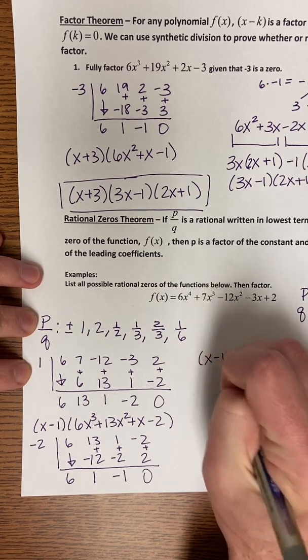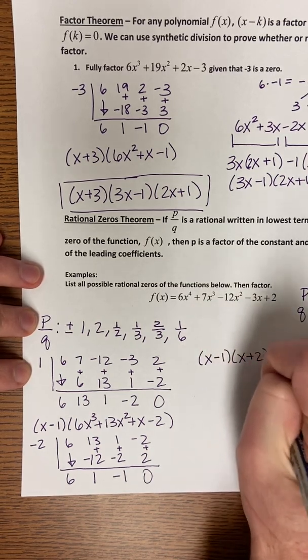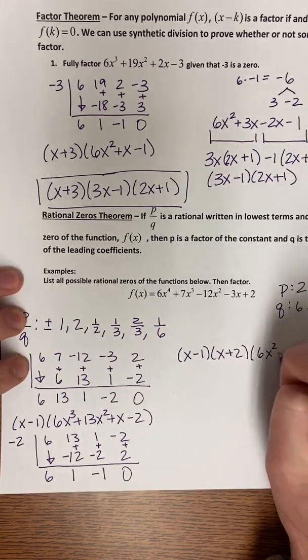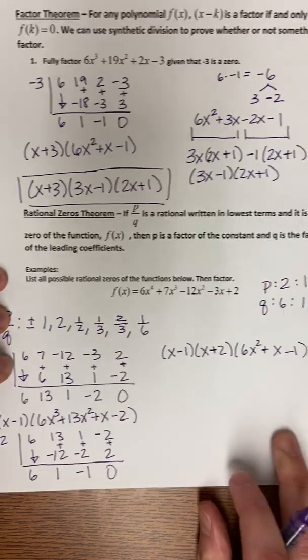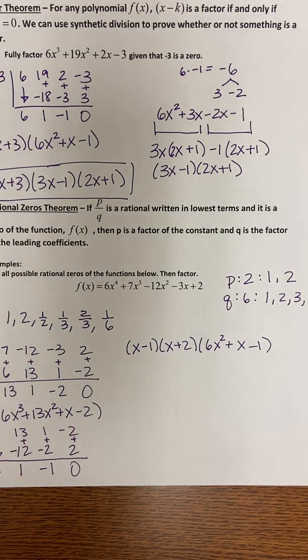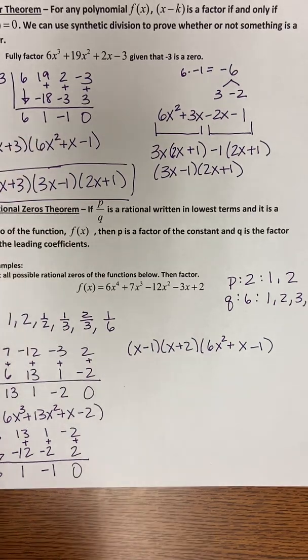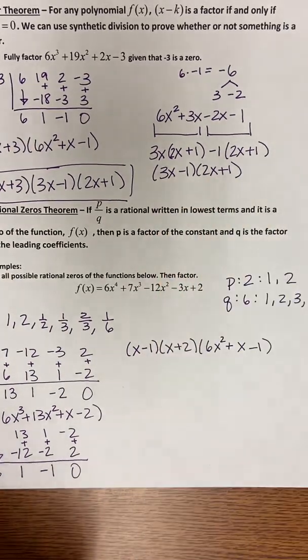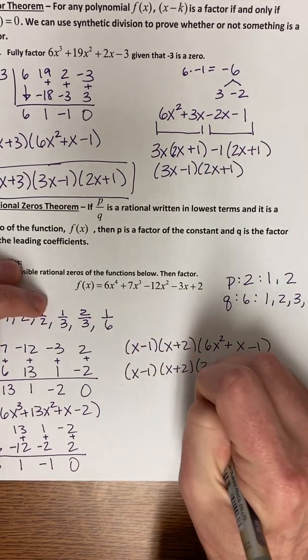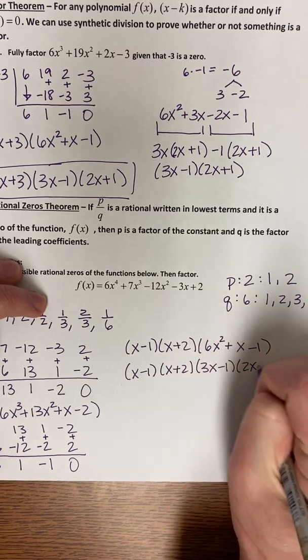So we've got x minus 1. We've got now x plus 2. And what remains is that from down here, 6x squared plus x minus 1. Now, we can factor that using our normal techniques. However, if we look at the previous problem, it's the same 6x squared plus x minus 1 that we had, say, up here. So I'm pretty comfortable saying that we can follow the same steps to get the rest of the factors. x minus 1, x plus 2, 3x minus 1, and 2x plus 1.